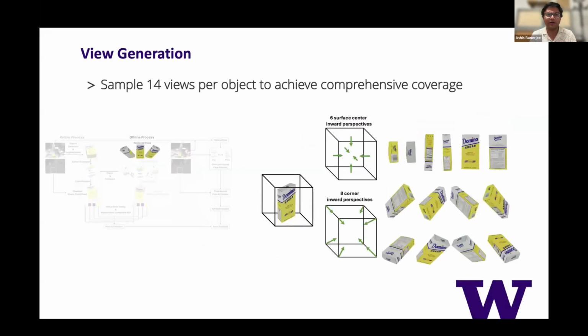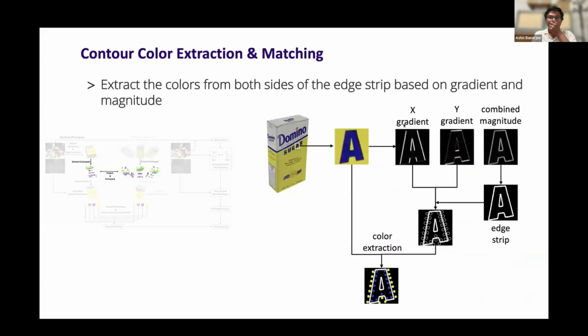So a little bit more details about the individual steps of the pipeline. They are fairly simple and intuitive, nothing too fancy going on here. For view generation, it's again a simple idea. It's all synthetic rendered images. So we choose 14 views to get a decent coverage from different viewpoints. For the color extraction, before we can construct the color pairs and all those triangles, we have to extract the colors themselves. That's based on a combination of the gradient along the two axes and their magnitudes.